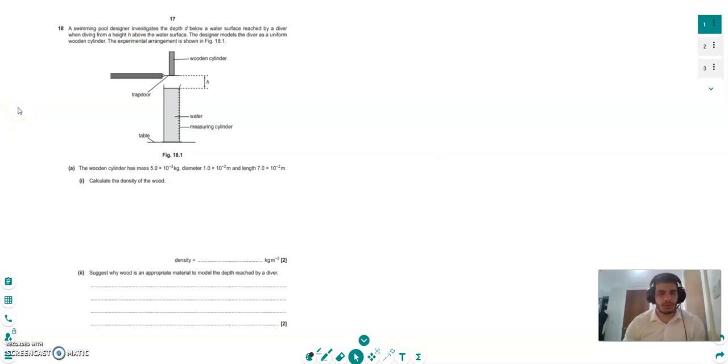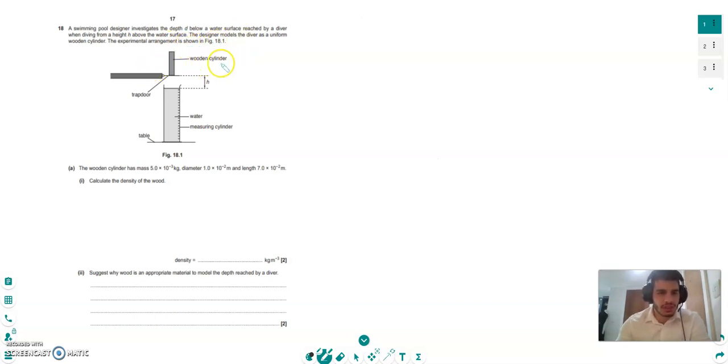Okay, so what I will be explaining today is a question from an OCR past paper, July 2017, and it starts with this example. A swimming pool designer investigates the depth D below a water surface reached by a diver when diving from a height h above the water surface. The designer models the diver as a uniform wooden cylinder. The experimental arrangement is as shown in figure 18.1.